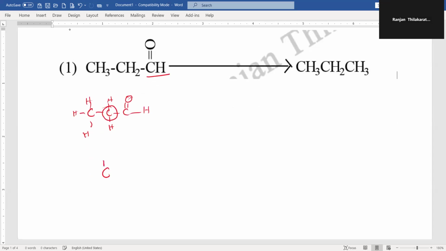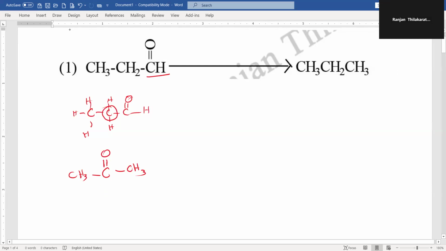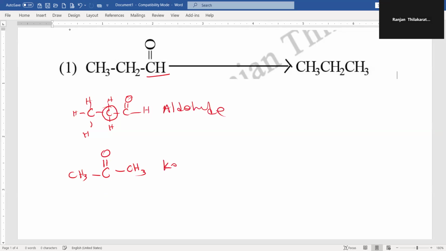Ketone may have two carbon attached to the carbonyl carbon. Right? This is called the carbonyl carbon, and two carbon attached to that carbon is known as the ketone. This is an aldehyde. This is a ketone.